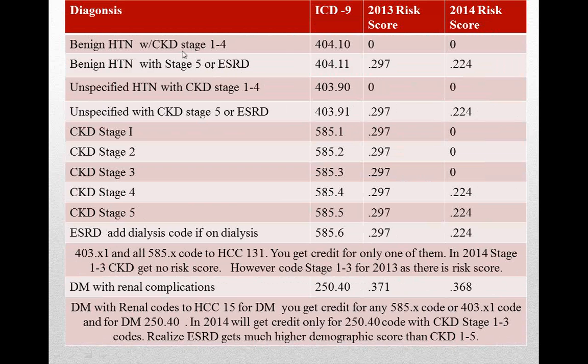Same thing with the kidney disease. You're going to get nothing if it's kidney disease stage 1 through 4, but if it's 5 or end stage, you will get something in the 404.11. And you do this year get credit for all of the CKD stages. Next year, only 4, 5, and end stage renal. You will also get credit by using the 404 codes and the 403 codes when appropriate here. You'll get credit for the 250.40 diabetes with renal if you have it documented. So you're going to get credit for all of those. However, you're only going to get credit for one of these codes, the 404, 403, or 585 code. But if you have diabetes too, you will get credit for that.